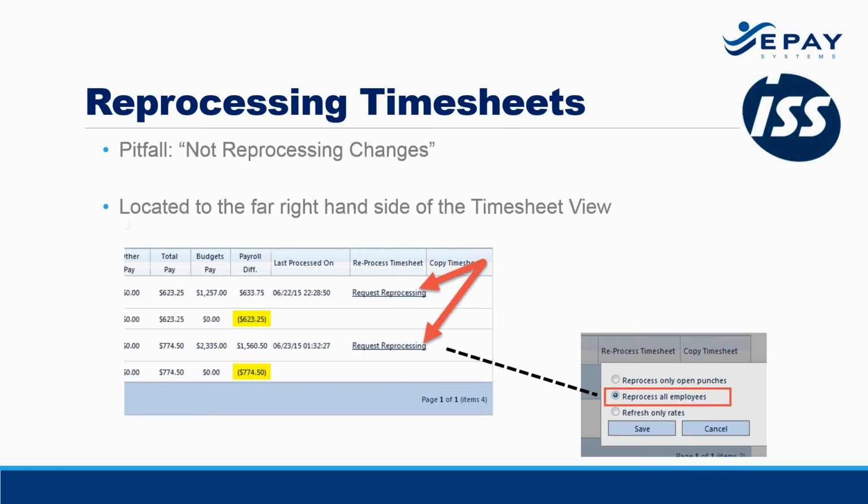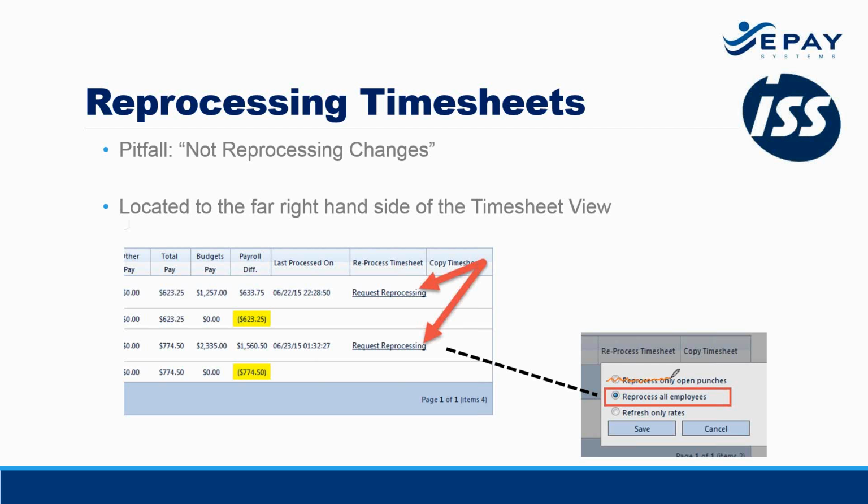When it comes to reprocessing timesheets, at the very far right-hand side of the timesheet, each job timesheet has a link called Request Reprocessing. You typically don't see it on your screen, and often you have to scroll to the right to see it. When you click on that link, you're prompted with 3 options, shown here on the right-hand side of the screen. The first option is reprocess only open punches.